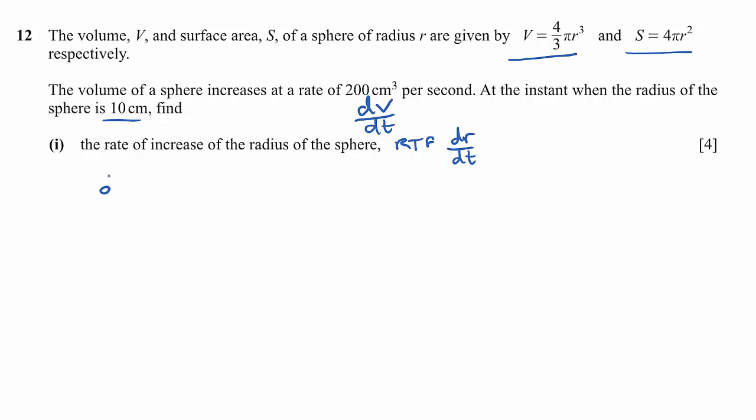Now, dV/dr, which we can find from here, is going to be, well, the 3 comes down and multiplies, which will cancel with that 3 there. So we're going to get 4 pi r squared.